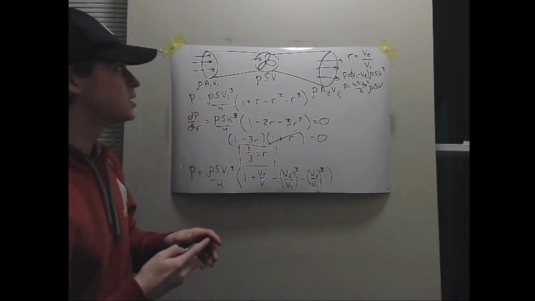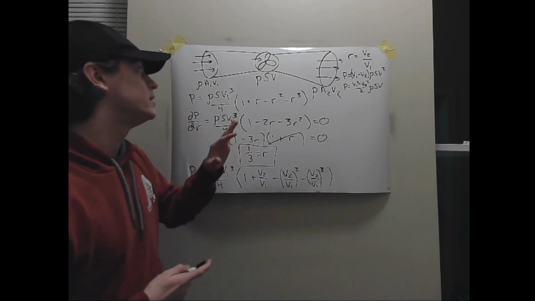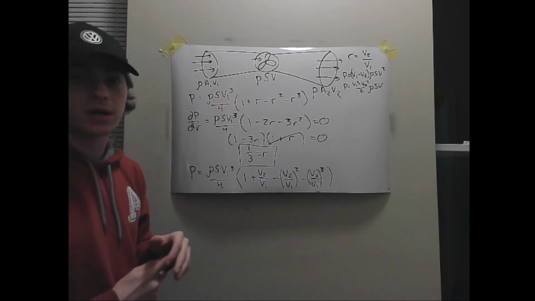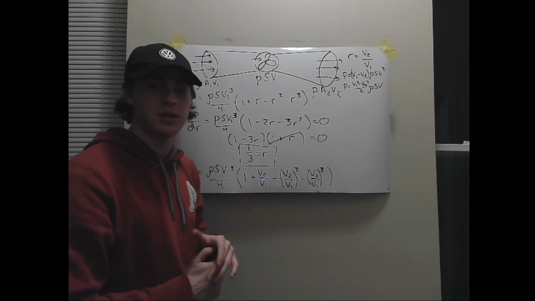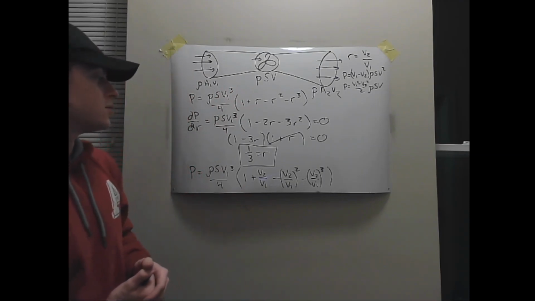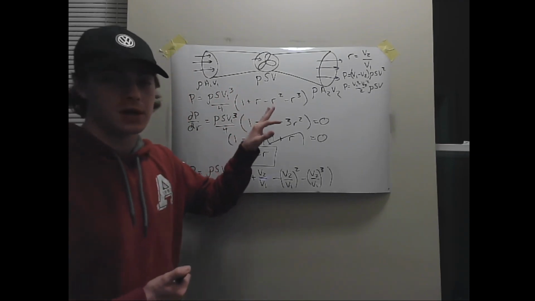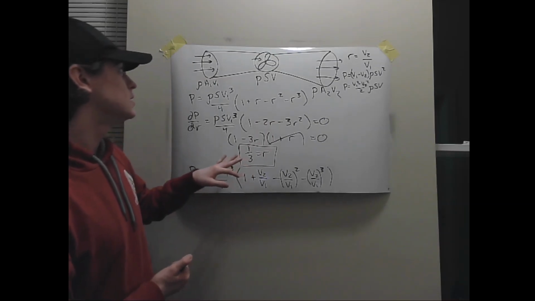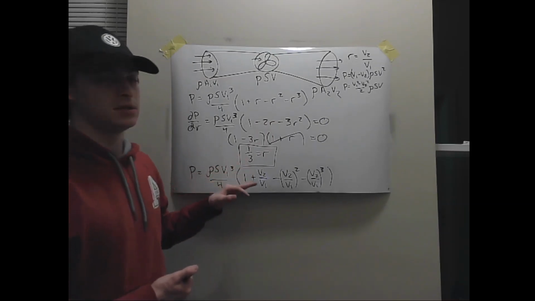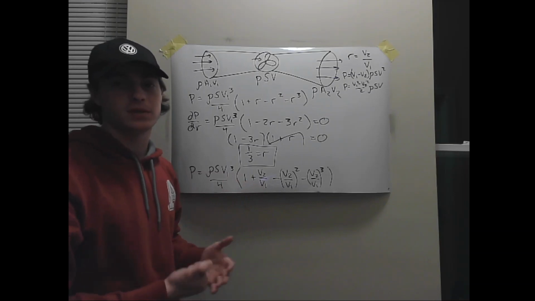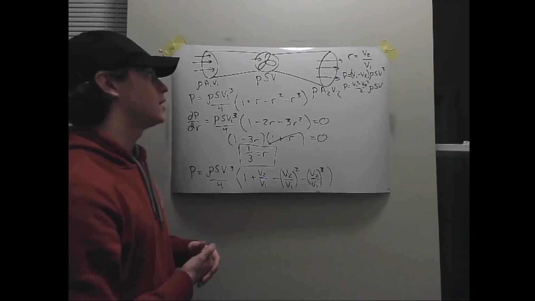And so what this tells us is no matter the specifications of the turbine, doesn't matter how many blades, how big the blades are, as long as the ratio of the outlet velocity over the inlet velocity is 1 over 3, then the turbine will be able to create maximum power.